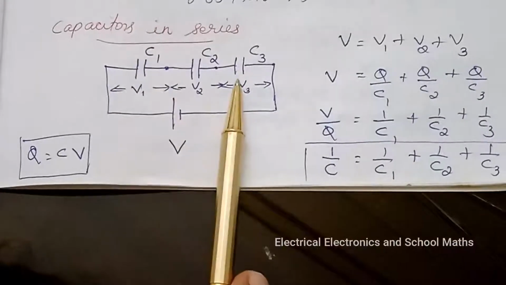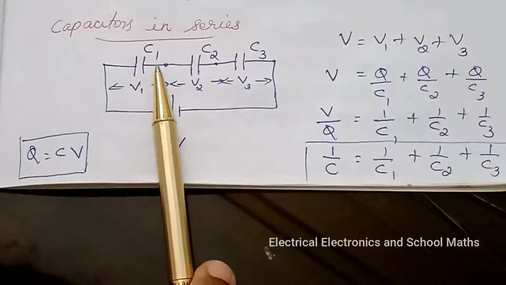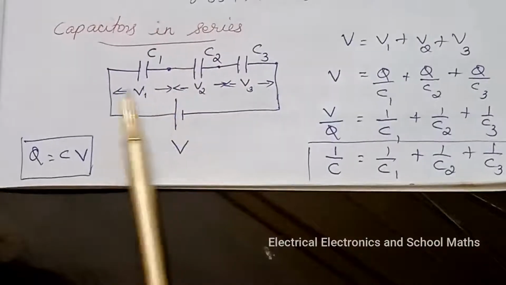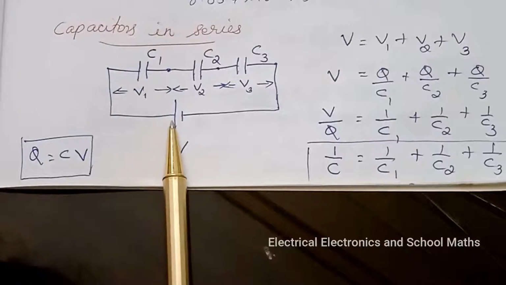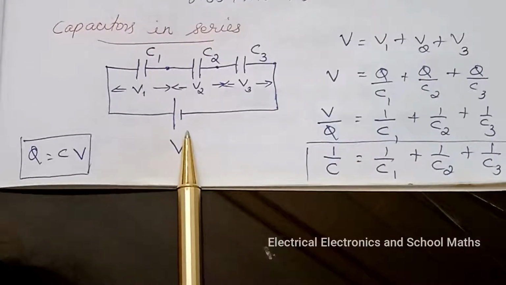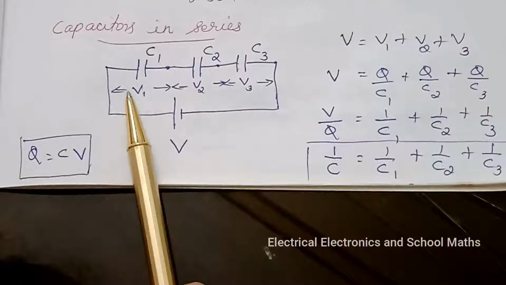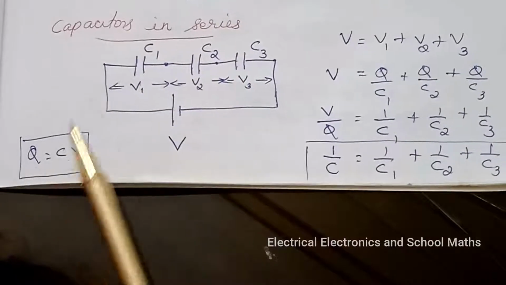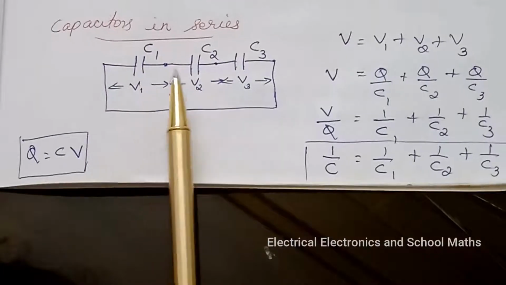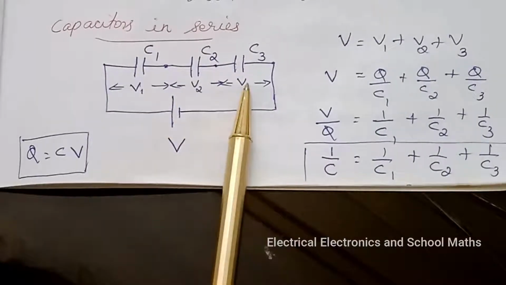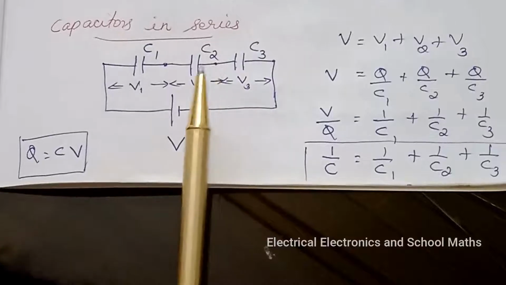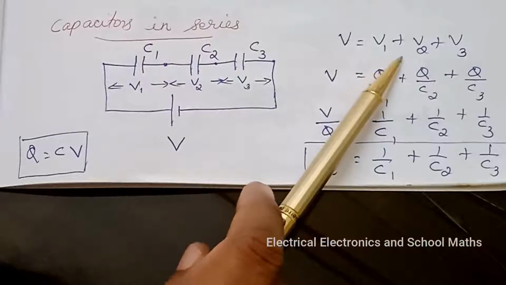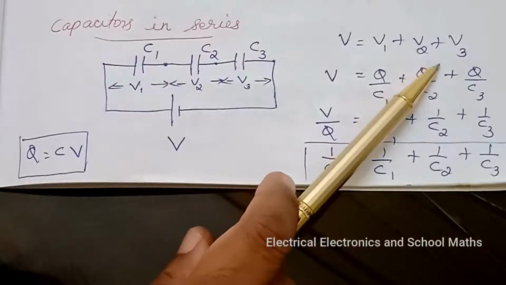Consider three capacitors having capacitance C1, C2 and C3 connected across a potential difference of V volts. The charge on each capacitor is same. Let it be Q. But the potential difference across each capacitor is different. So we can write V equal to V1 plus V2 plus V3.